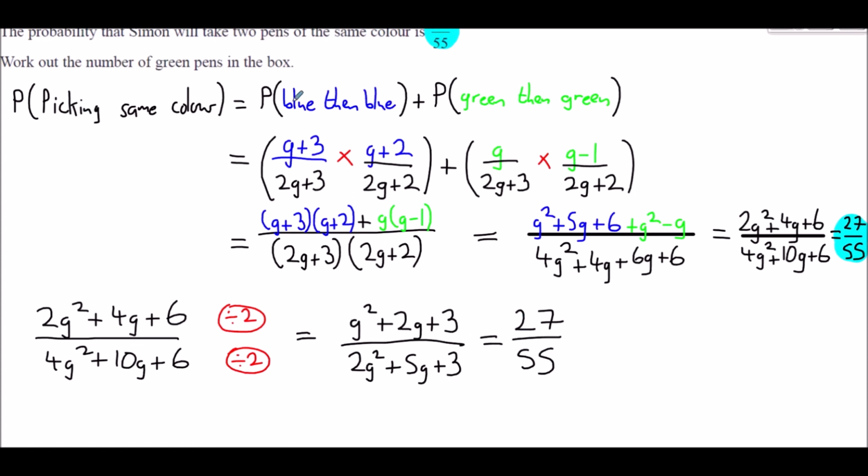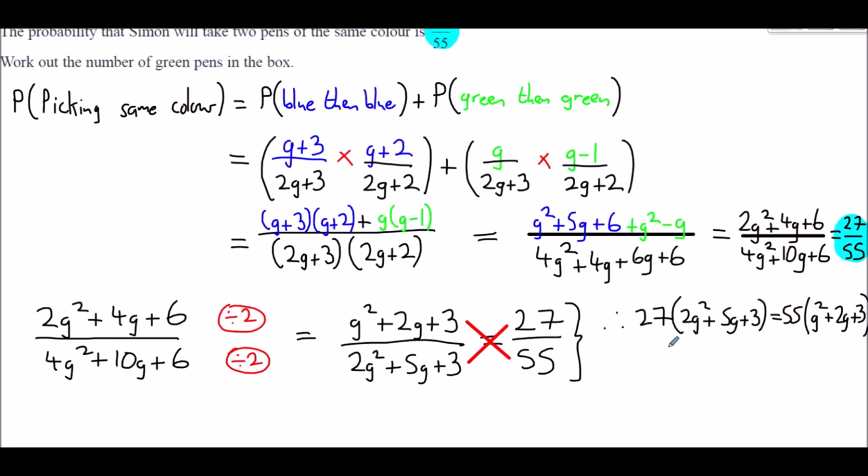Now, we've got one fraction equal to another. The way I think about solving these is cross multiplication. So this here, multiplied by 55, must equal this on the bottom, multiplied by 27. So, therefore, 27 lots of the bottom, 2g squared plus 5g plus 3, that will equal 55 lots of the top, which is g squared plus 2g plus 3.